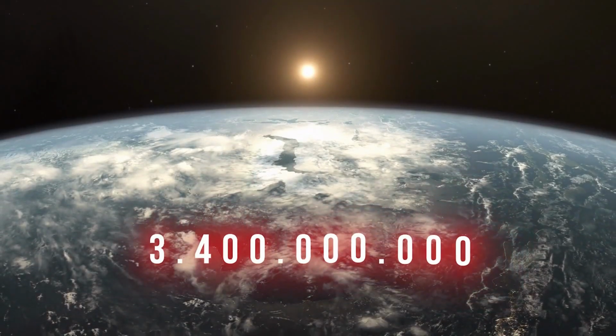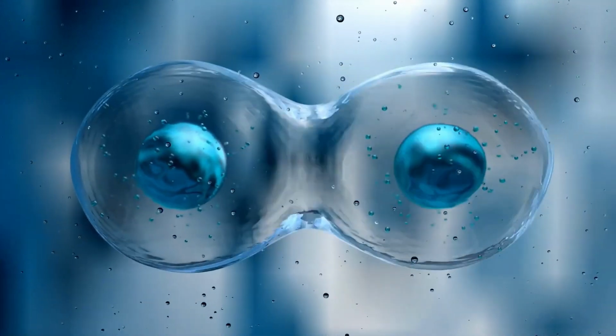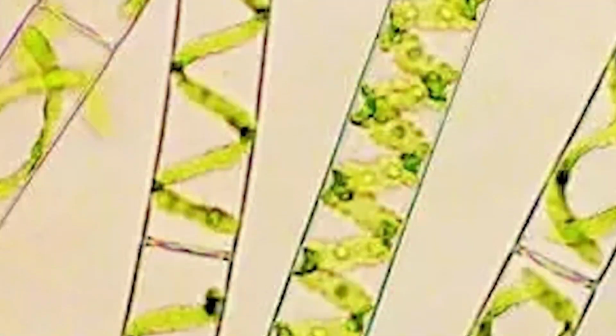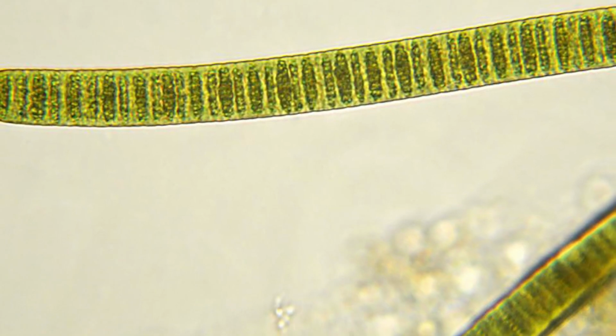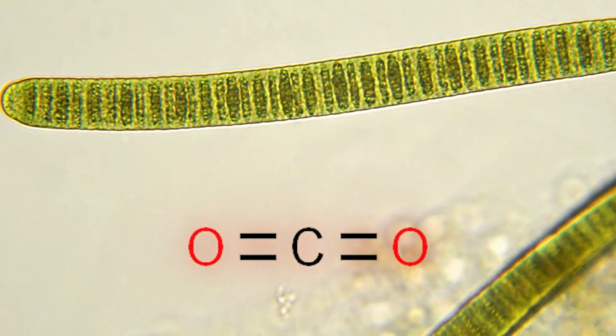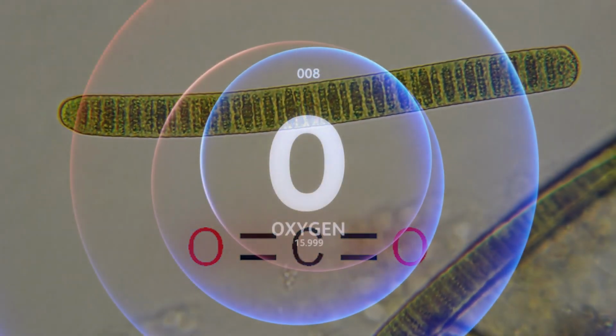About 3.4 billion years ago, that's when life began on Earth, but not the life we all know of. It was actually single-cell organisms that lived inside the waters. With the help of sunlight, water, and the carbon dioxide that was available in the atmosphere, these creatures went through photosynthesis.